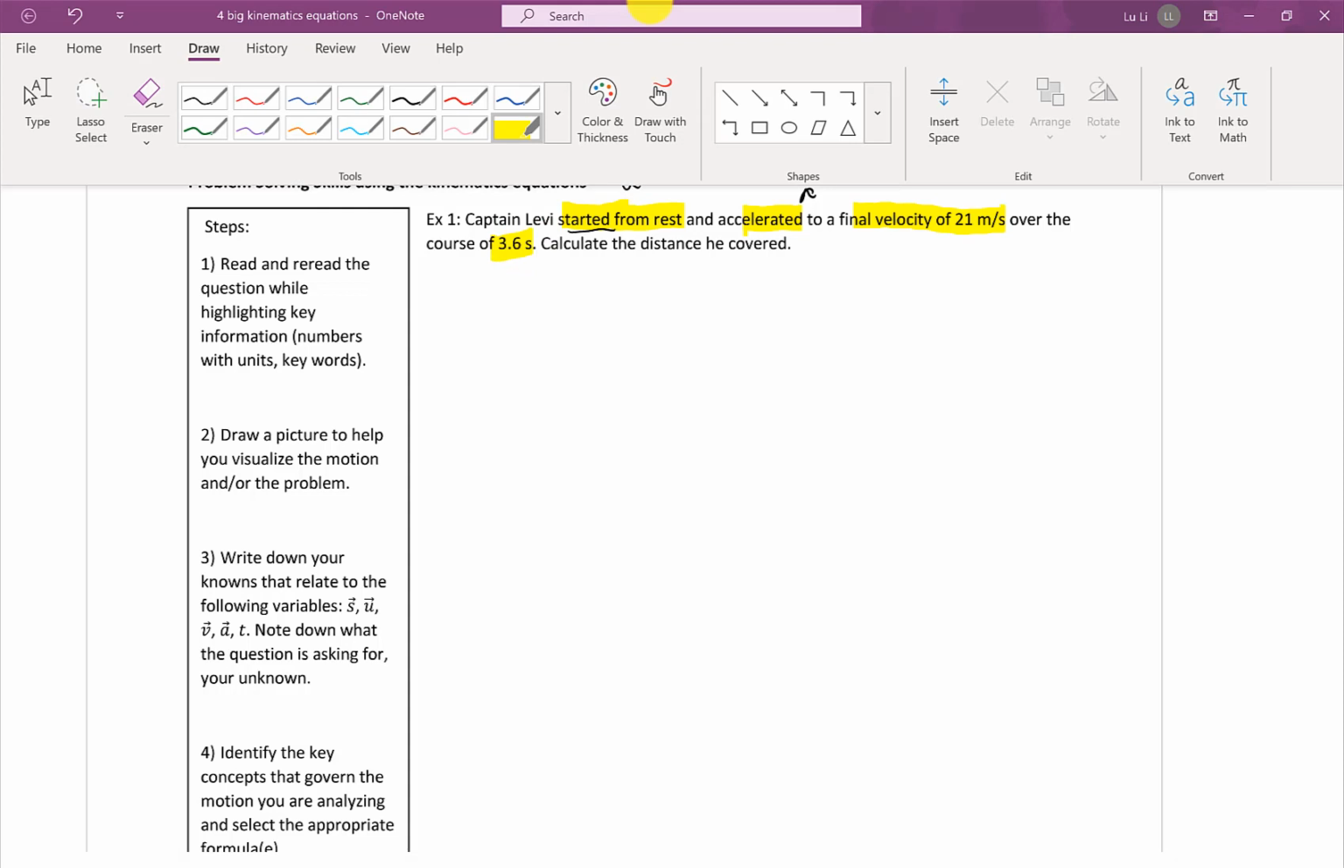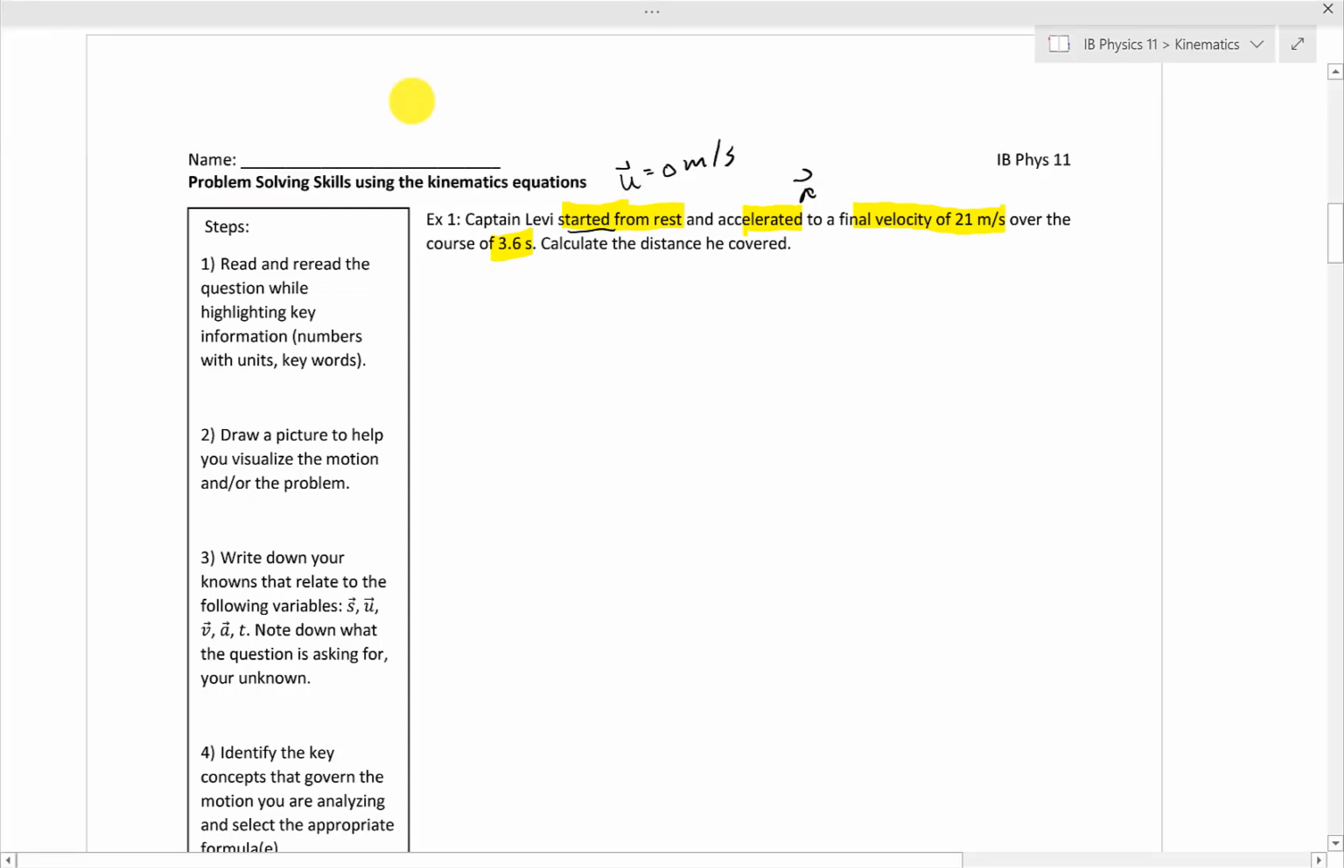Now, one thing when you are reading a problem: let's say I don't tell you the words final velocity. I just say he accelerated to 21 meters per second. If you don't have the wording, you can always use the units as a way of telling what you are given. So this one, we know this is final velocity. Over the course of 3.6 seconds, which is our time, and we know that because the word after the number, the units, tells you what it is.